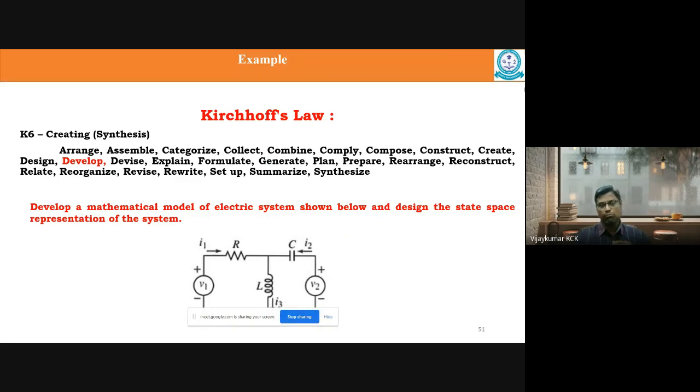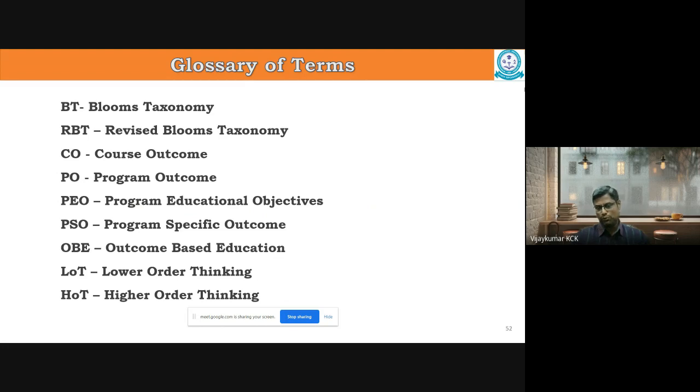The last is creating. As I said, it is a model, that is develop, design. Here, develop a mathematical model of the electrical system shown below and design the state space representation of the system. So I have used a simple Kirchhoff law for K1, K2, K3, K4, K5, K6: remember, understand, apply, analysis, evaluate, and finally create. This is the example I have used.